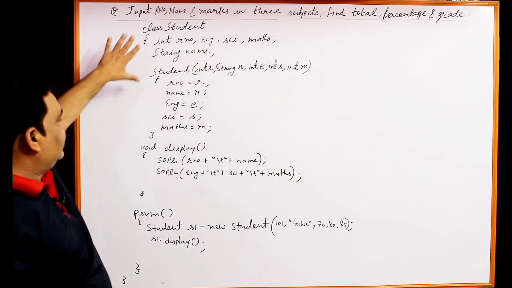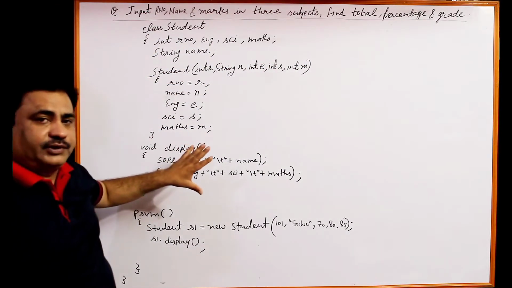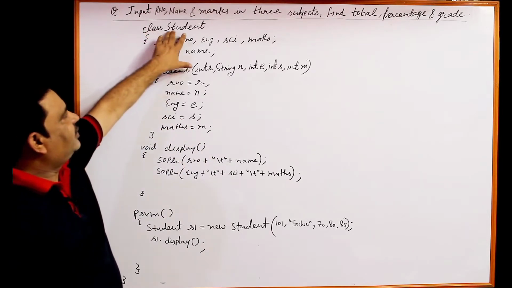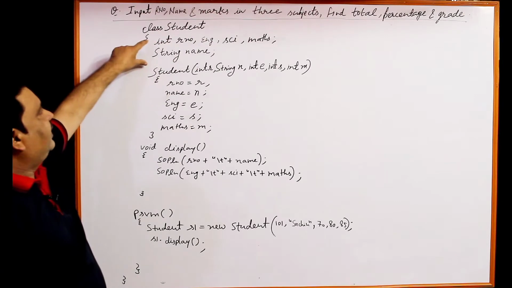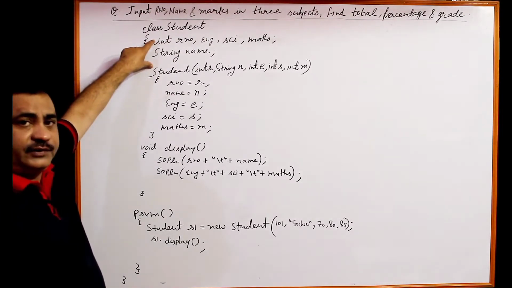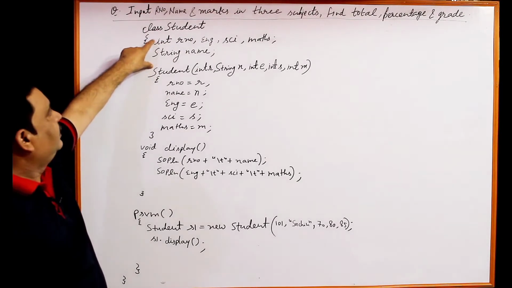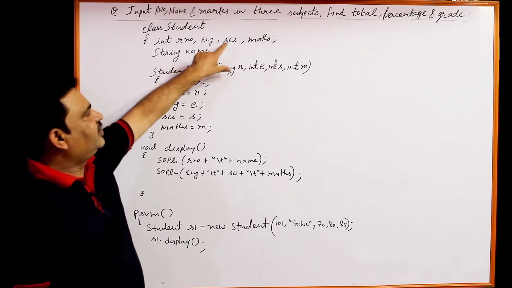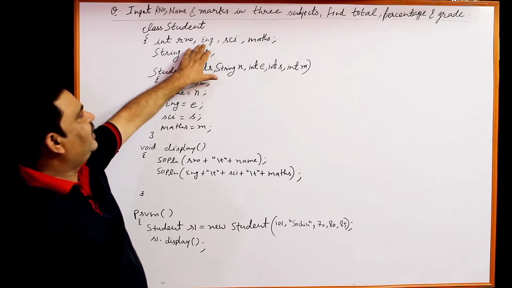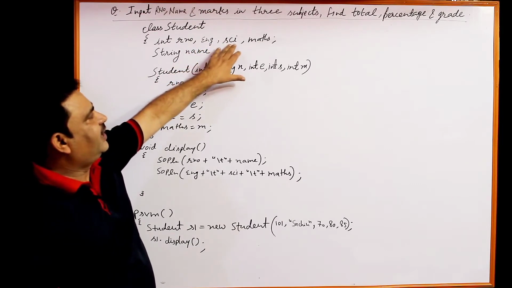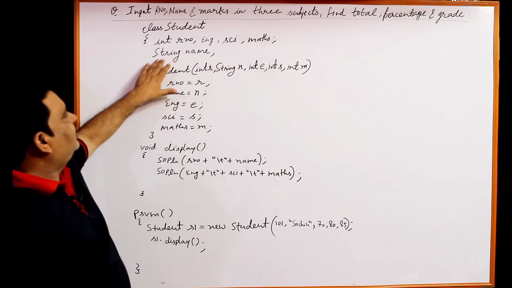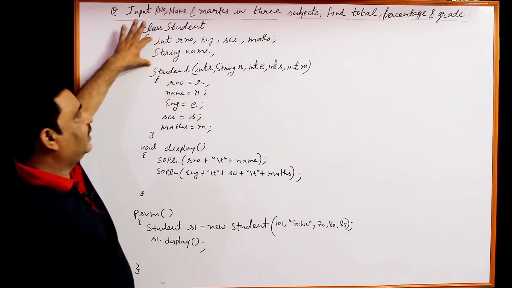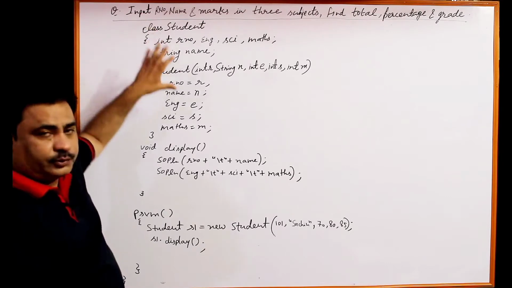See the program, this is not the complete program, I have just declared one class named Student. Here I have declared the data members which are required in this program: int rno for roll number, and for the 3 subjects English, Science, Maths, I have taken variable names eng, sci, maths, and string name to store the name of the students. So, these are the 5 data members which I have used in this program.